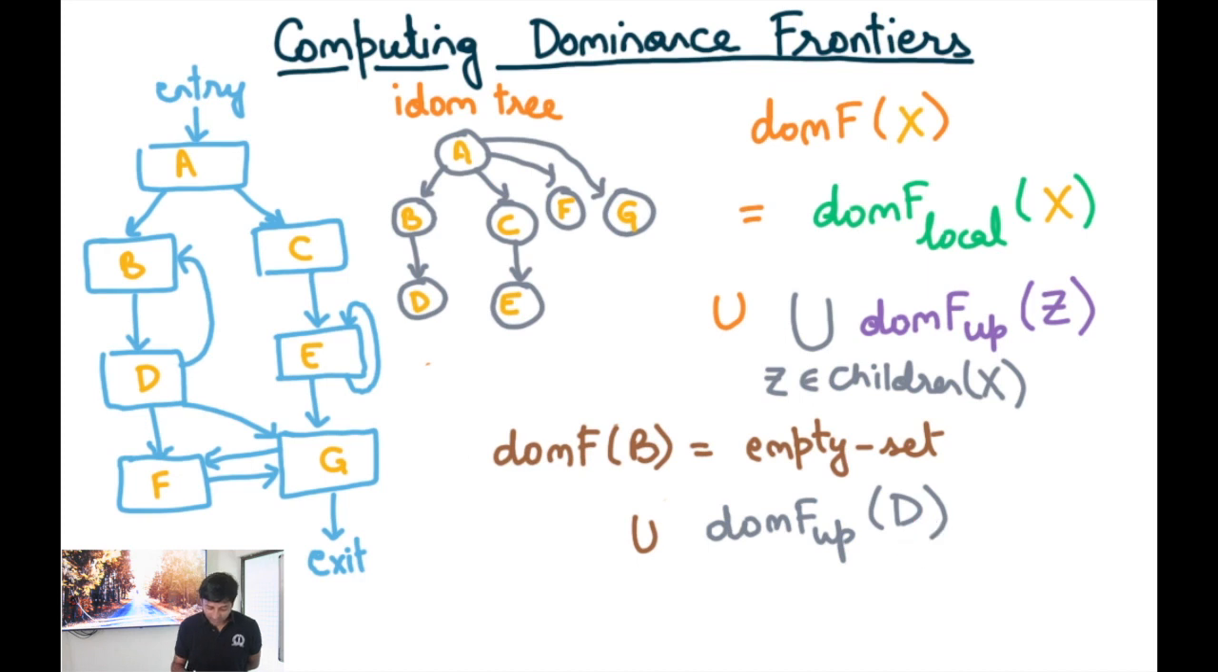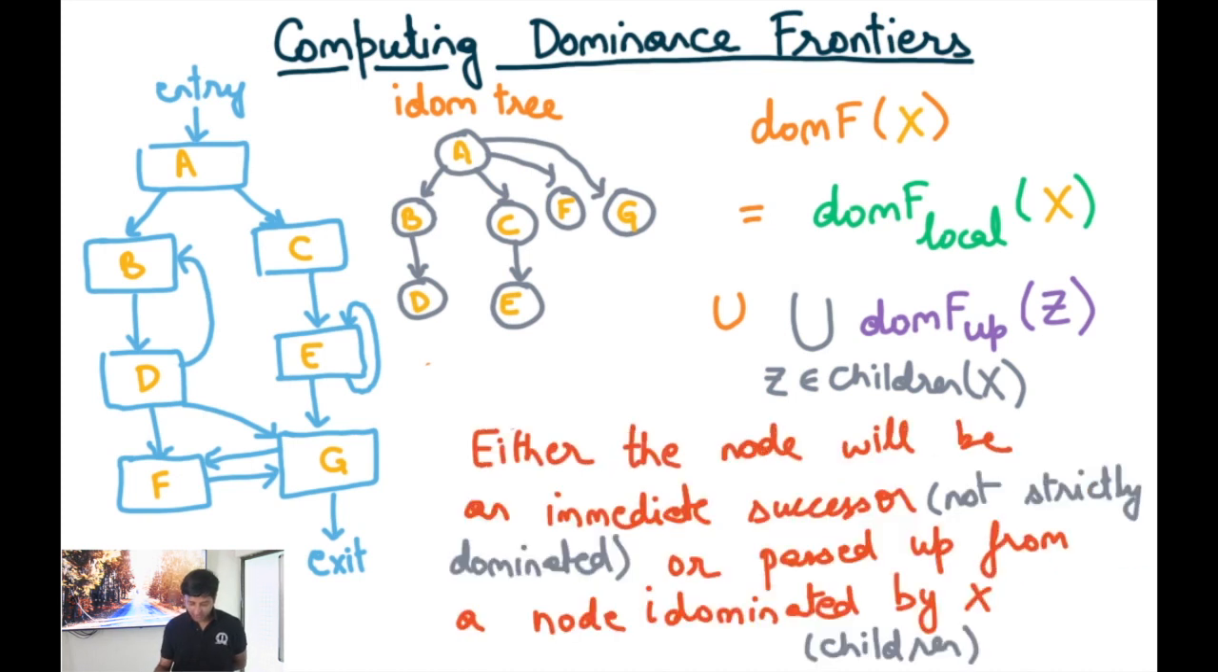What is in the dominance frontier of D? Recall that the dominance frontier of D is B, F and G. And which of these are not strictly dominated by B? Well, all of them are not strictly dominated by B. And so that becomes FGB. And that becomes my final answer.